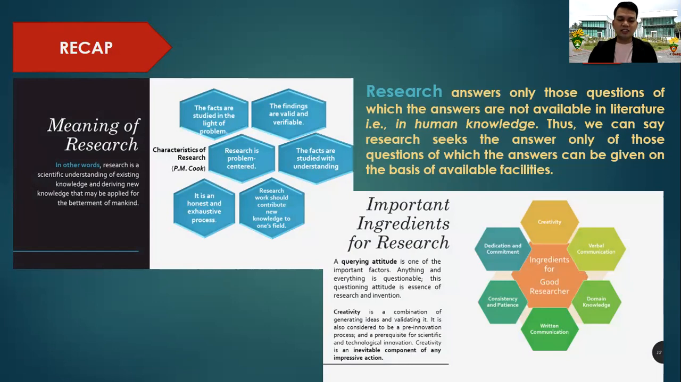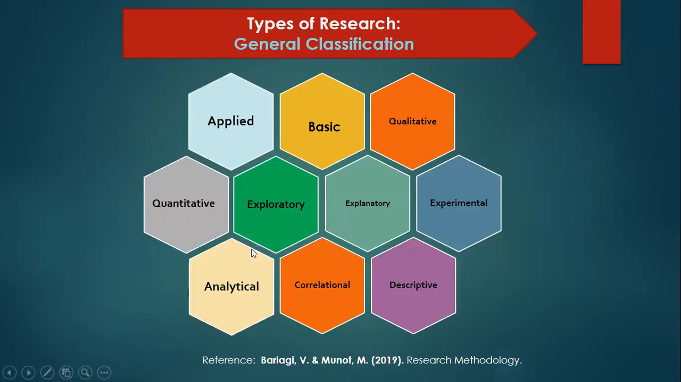So with this, we will continue with our formal lecture on the types of research. The types of research as classified by Baryagi and Munot in the Research Methodology book in 2019 include at least 9 or 10 general classifications or types of research. I just want to emphasize that different research types are being discussed in this lecture.